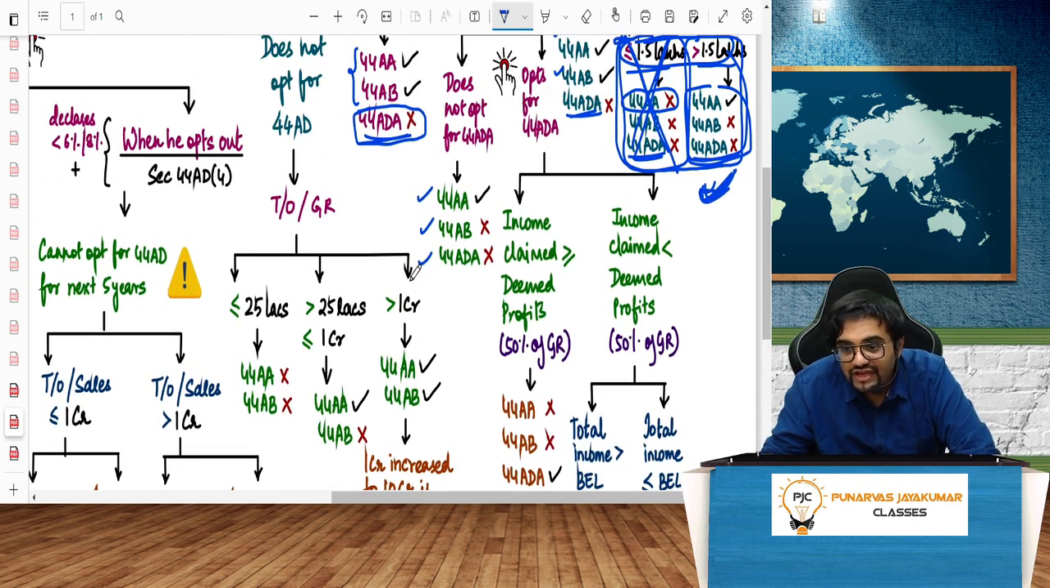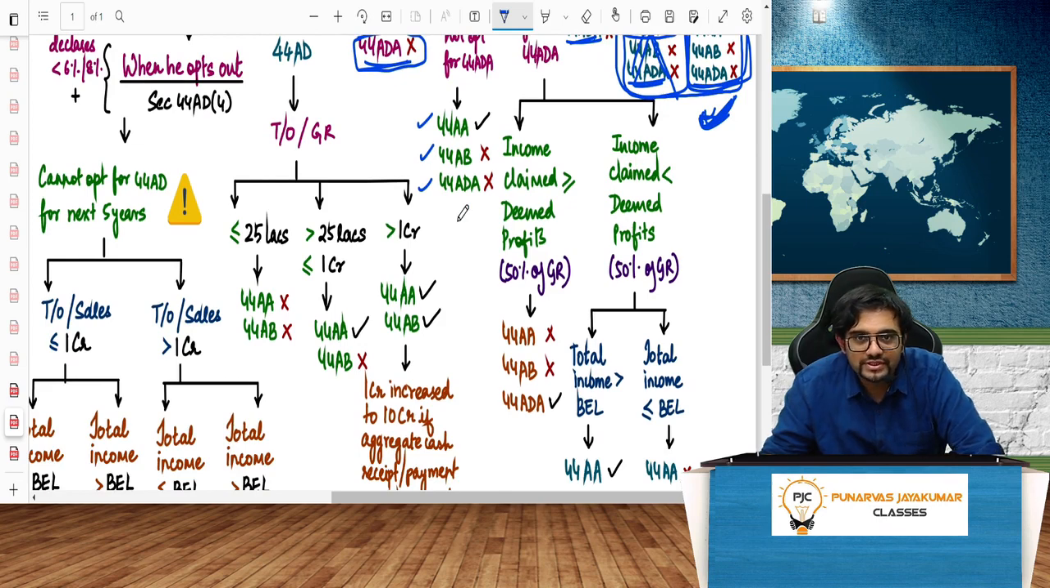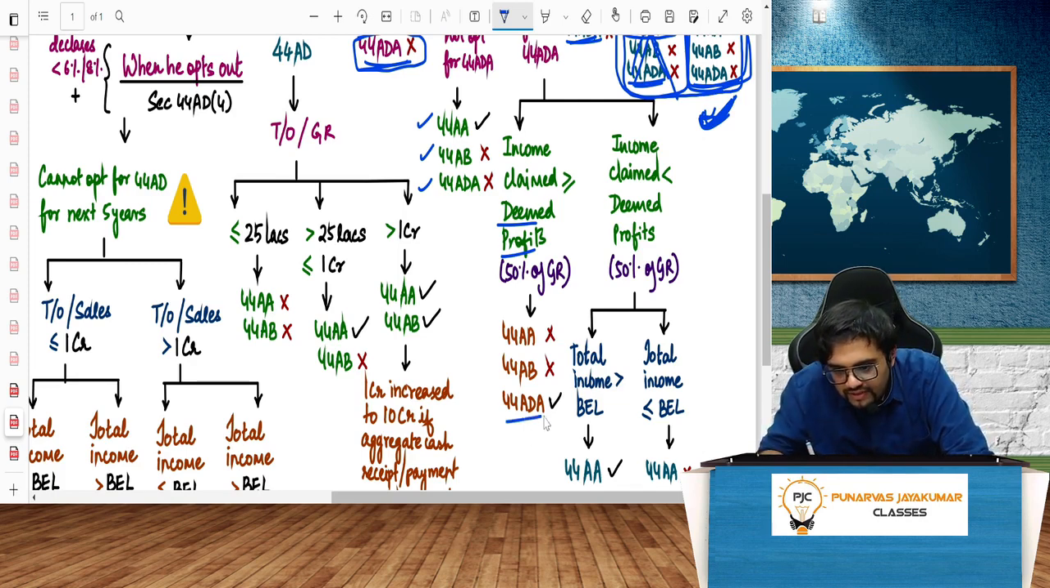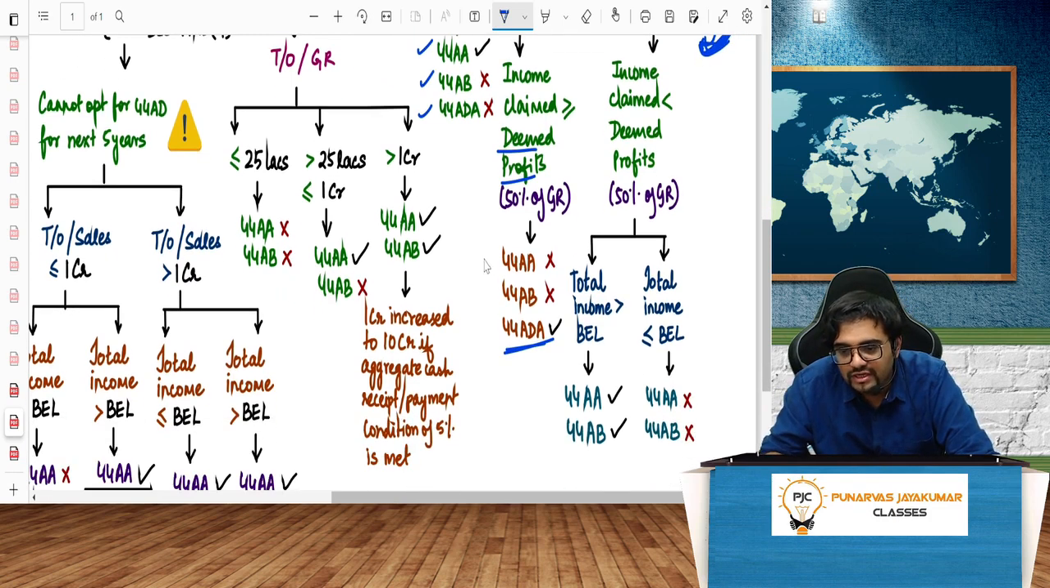Now, if your income which you have claimed, what is the income that is allowed? 50%. If the income that you have claimed is more than or equal to the deemed profits, that is more than or equal to 50% of the gross receipts, that is what you have claimed, then my dear friends, 44 ADA will come into the picture. And as per 44 ADA, what does it say? No need to maintain accounts and no need of tax audit if you follow the conditions.